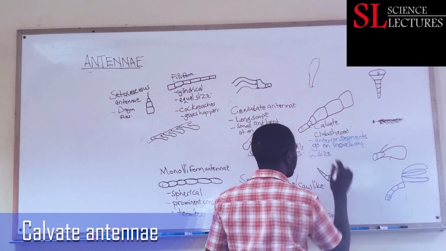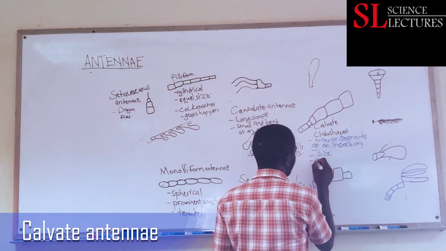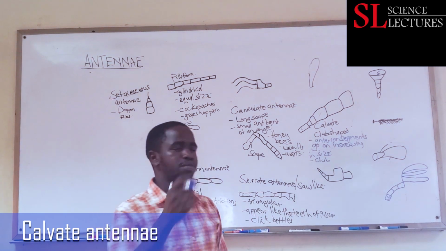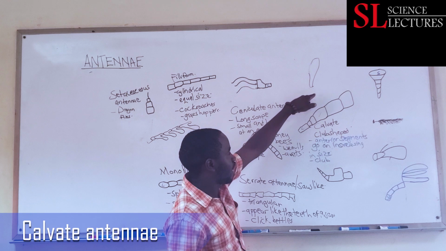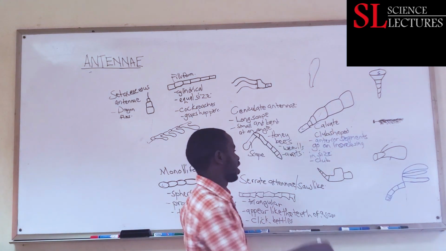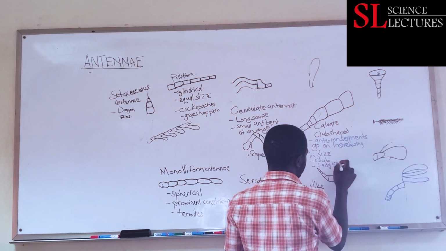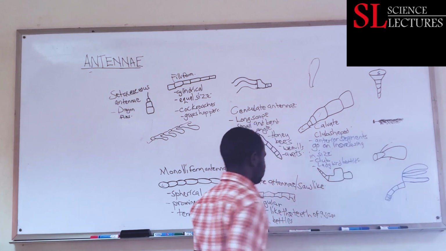Making it look like a club, giving the antennae the appearance of a club. And a club is used to play a certain game. So it is large at the apex and small at the base, and that is how the clavate or club-shaped antennae look, and they are very common in the ladybird beetles.